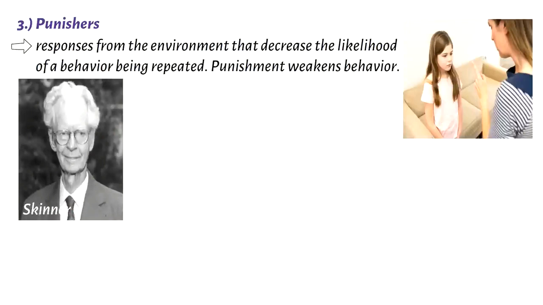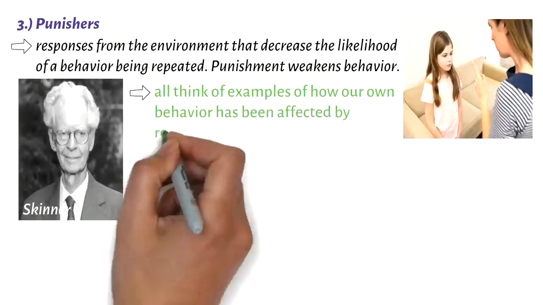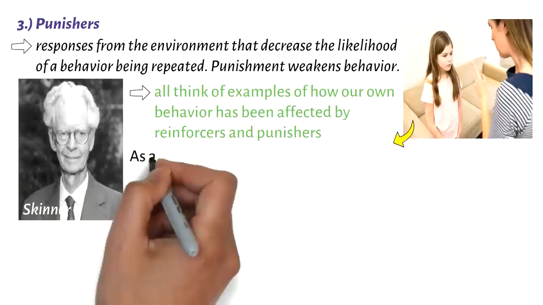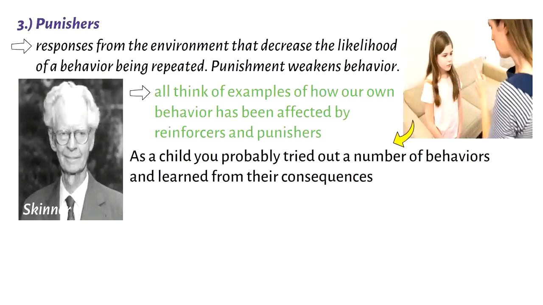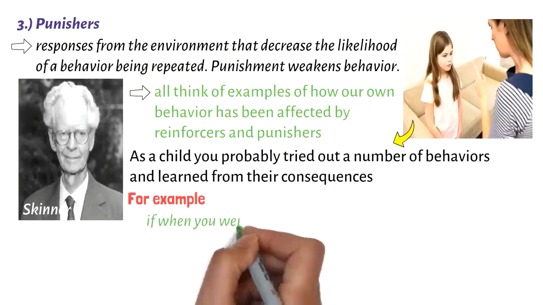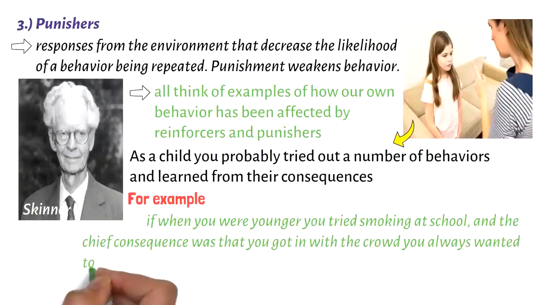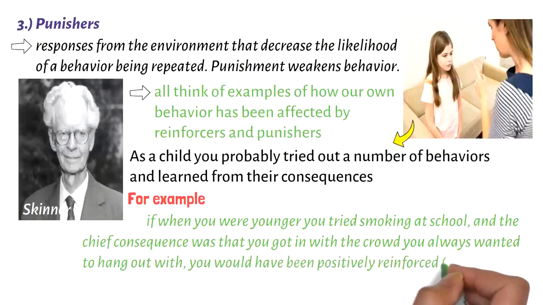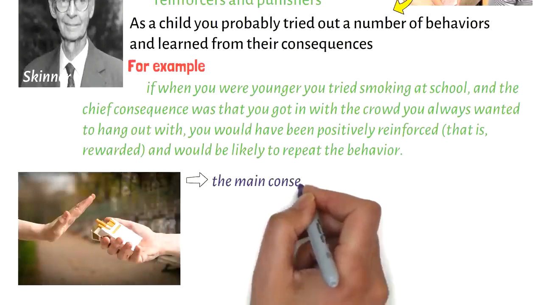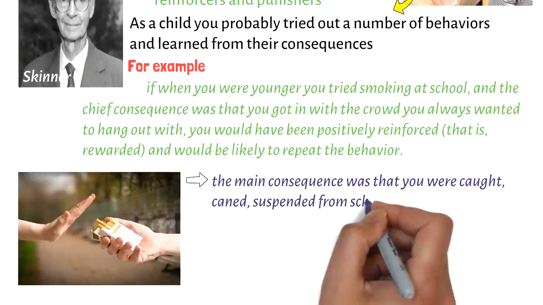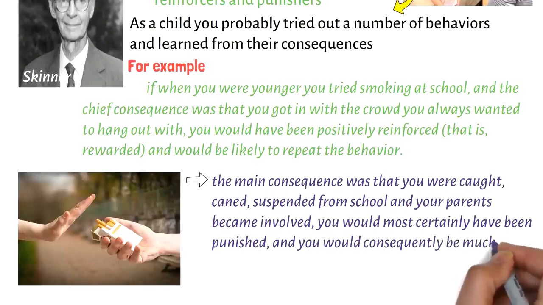According to Skinner, we can, therefore, all think of examples of how our own behavior has been affected by reinforcers and punishers. As a child, you probably tried out a number of behaviors and learned from their consequences. For example, if when you were younger you tried smoking at school, and the chief consequence was that you got in with the crowd you always wanted to hang out with, you would have been positively reinforced, that is, rewarded, and would be likely to repeat the behavior. If, however, the main consequence was that you were caught, caned, suspended from school and your parents became involved, you would most certainly have been punished, and you would consequently be much less likely to smoke now.